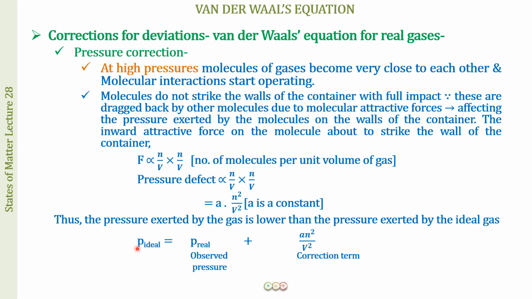The pressure of an ideal gas is greater than the pressure of a real gas, or the experimental values that we have observed. Why? Because of this correction term that was required for the intermolecular forces: a being the constant that van der Waals used for the intermolecular forces of attraction, multiplied by the number of moles square divided by volume square. Fine. So this is the correction that we have done in the pressure. Now let us see how we are going to correct the volume.